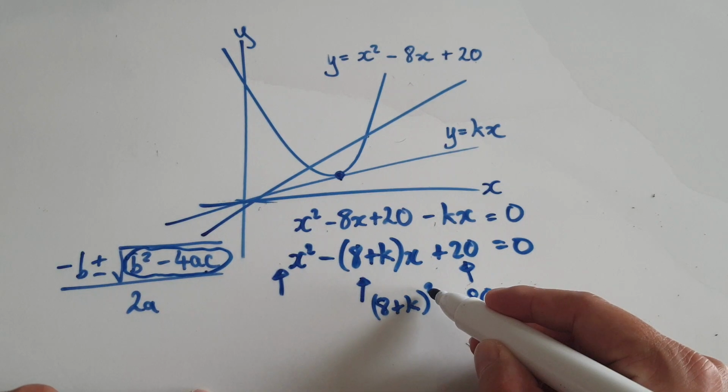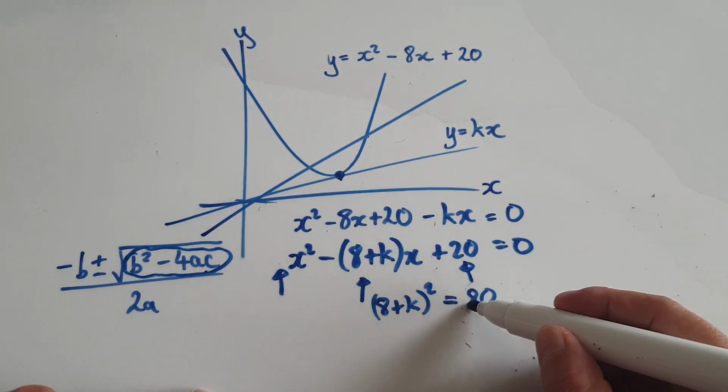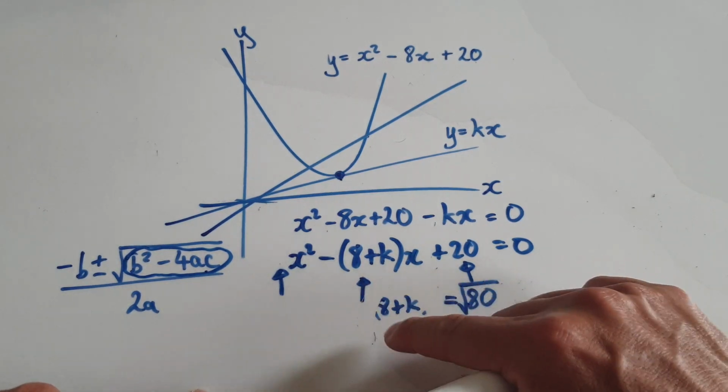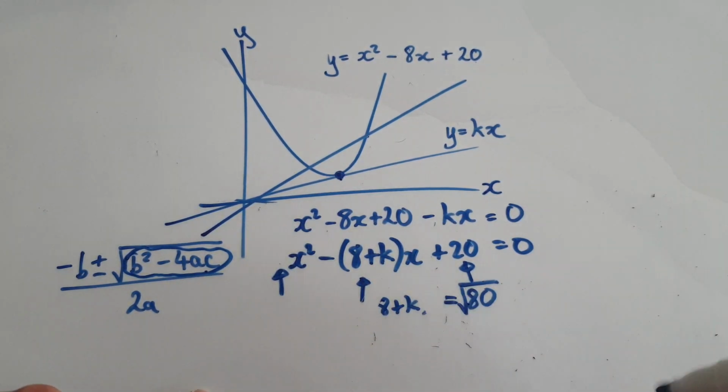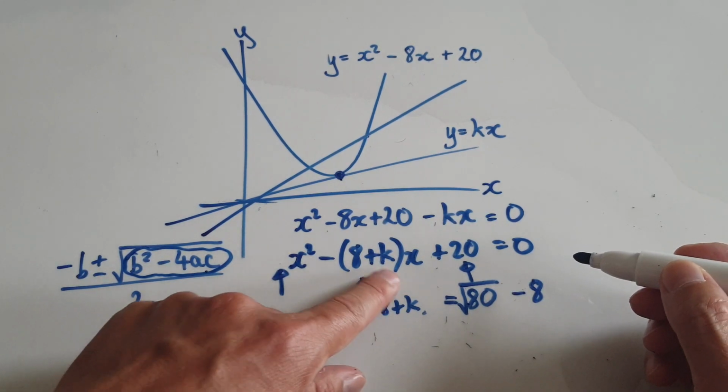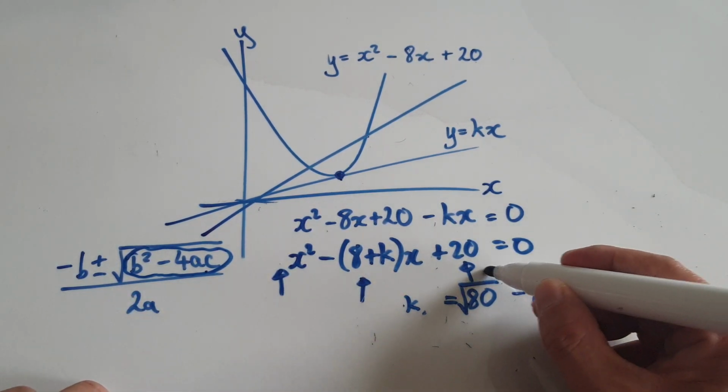And then square root both sides. That will then give us this. And then get k on its own. So take away 8 from both sides. Take away 8 equals this. So this is our answer here.